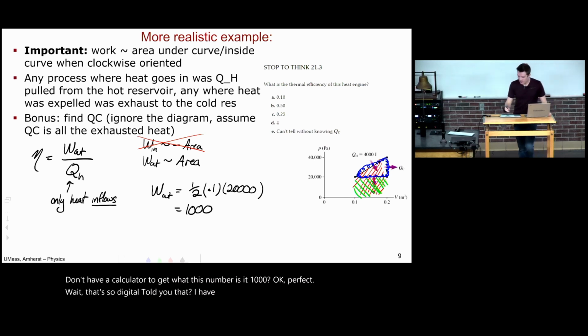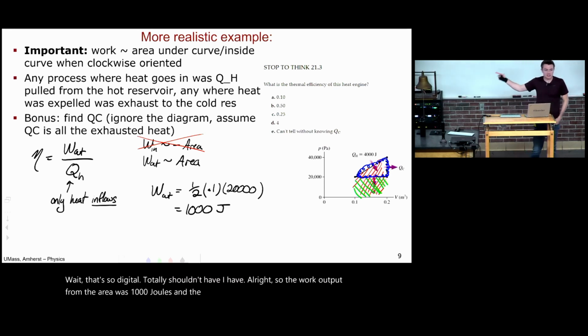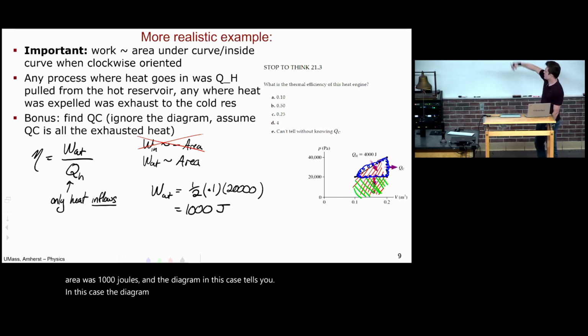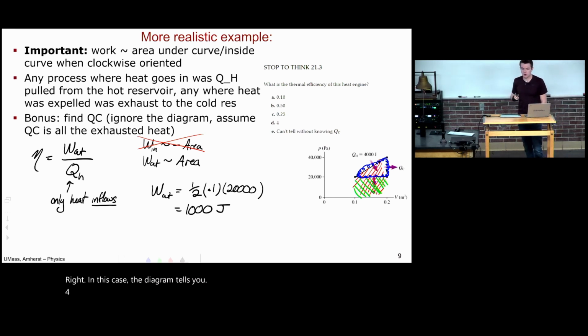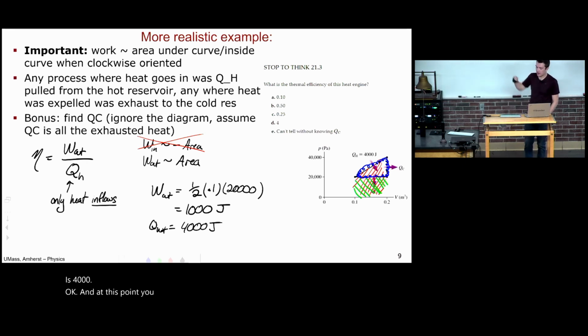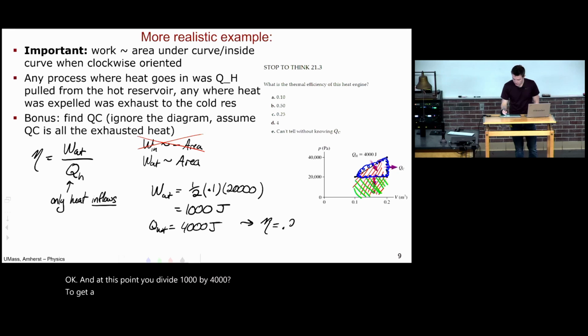All right, so the work output from the area was 1,000 joules. And the diagram in this case tells you 4,000 joules of heat flowed in along that upper leg. So Q hot is 4,000. At this point you divide 1,000 by 4,000 to get eta equals 0.25.